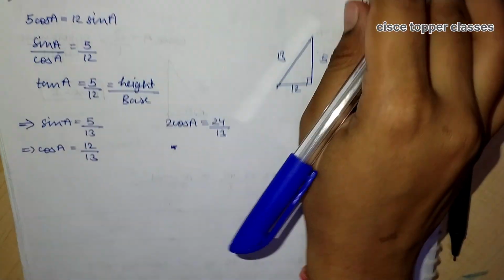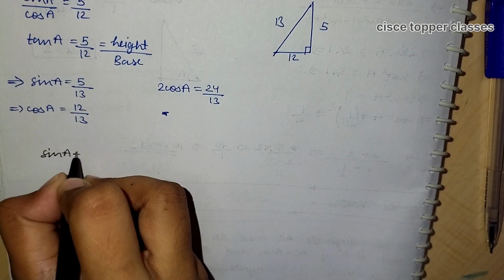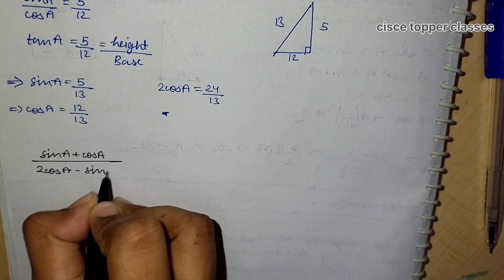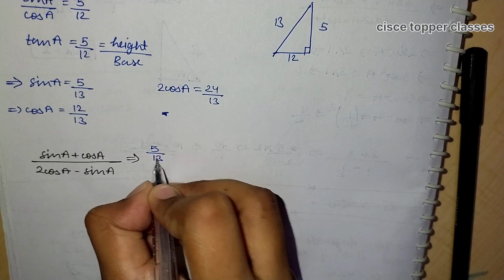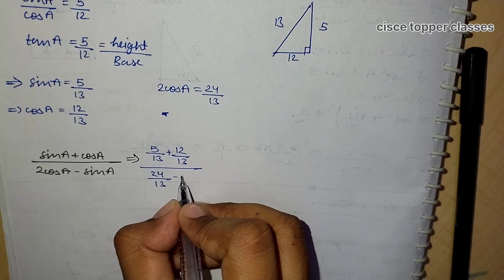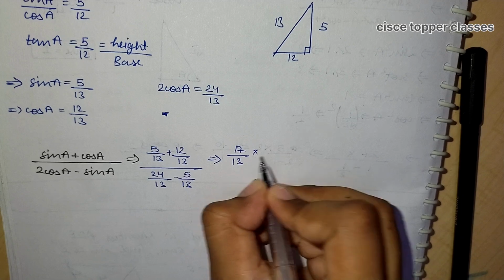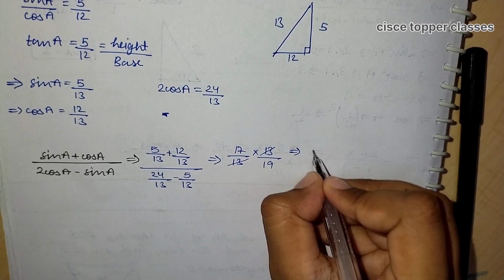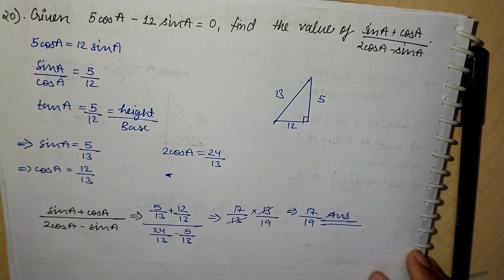So if we want to put in this part which we have to calculate here, we can write sin A plus cos A divided by 2 cos A minus sin A. So here we have calculated all these parts, we can put here. So this will be 5 by 13 plus 12 by 13 divided by 24 by 13 minus 5 by 13. So here we can write 17 by 13 into 13 divided by 19 here. So this will be cancelled out and we will get 17 by 19 as the final answer here in this question. So this is the solution of 20 question here.